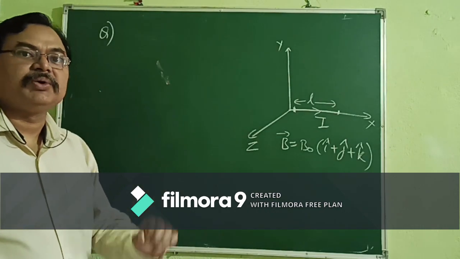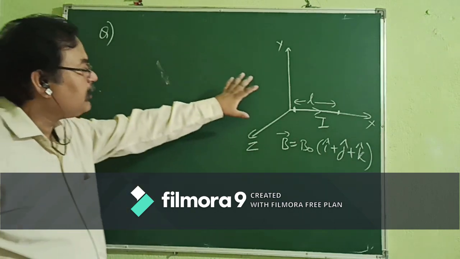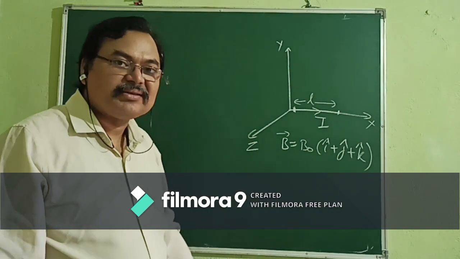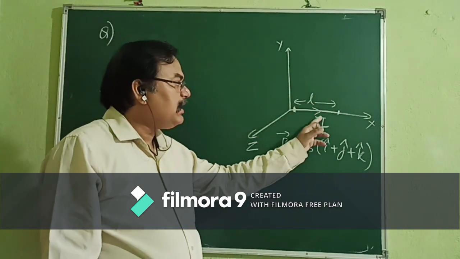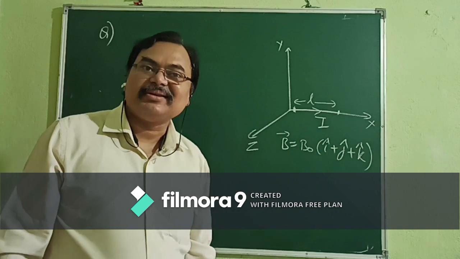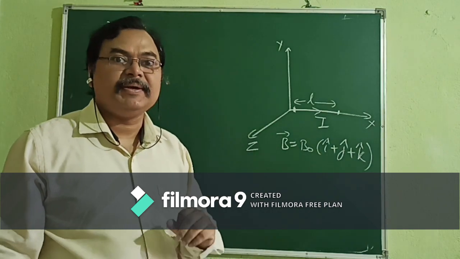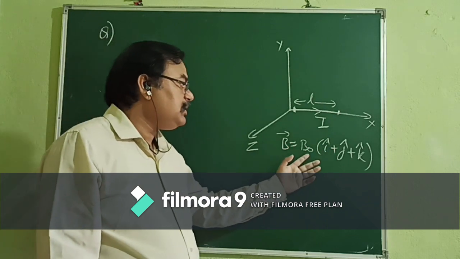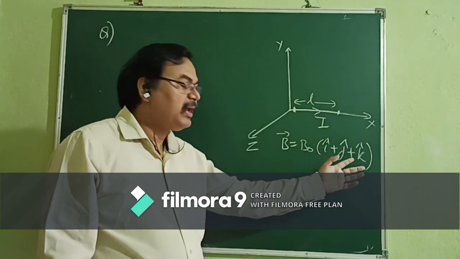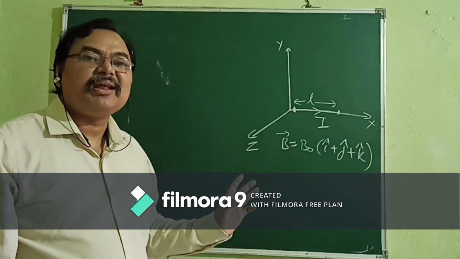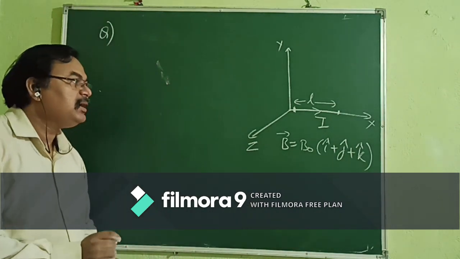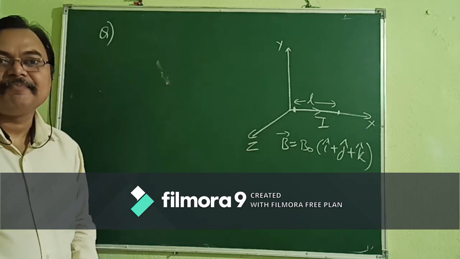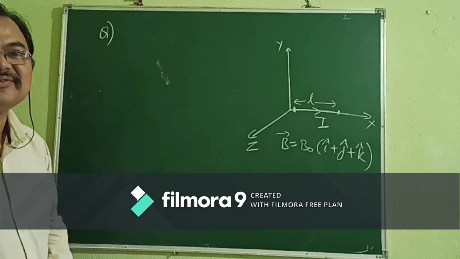Now let us take up a question. See, this is the question, and in this question there is a conductor which is placed along the direction of x-axis, and its length is L, and it is carrying current I along the positive direction of x-axis. Now in this region there is a magnetic field, B equals B naught (i cap plus j cap plus k cap). Now the question is how much force is acting on this conductor, and what is the direction of force? That's what we want to know.